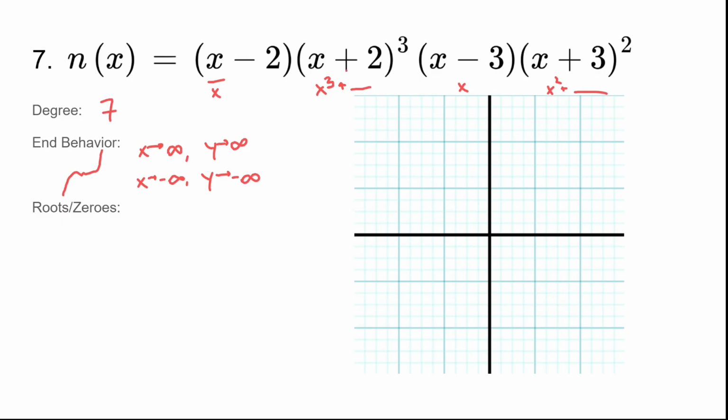Okay, now the roots, again, they basically found them for us here. So we have the first one here, we have x is equal to 2. Second term, we have x is equal to negative 2, and that's a triple root, right? We have x is equal to 3, and x is equal to negative 3, and that's a double root, right? So, draw the tick marks.